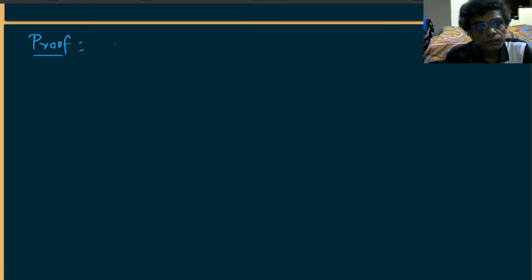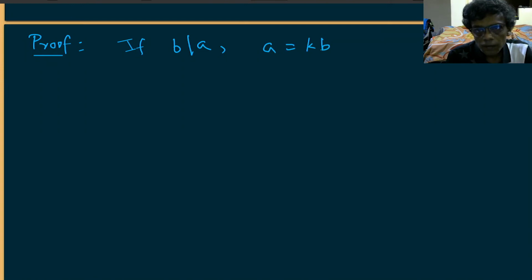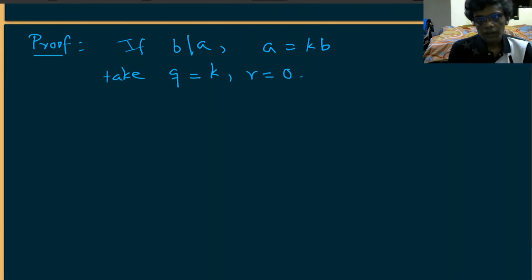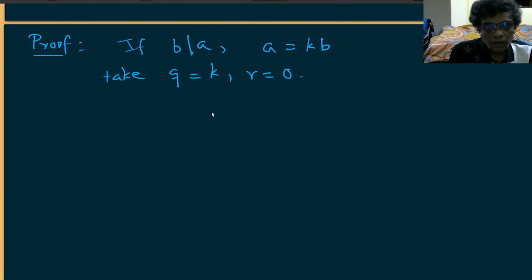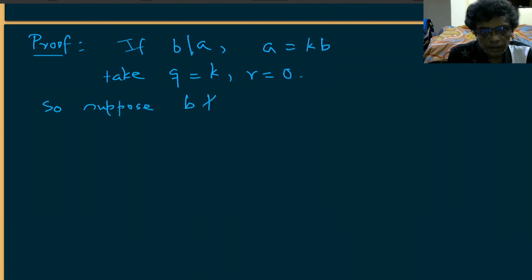So, if B divides A, that is A is KB for some integer K, then I can take Q equal to K, R equal to 0. R may be 0, right, as we have seen. R may be 0, but less than B. Okay. So suppose B does not divide A.